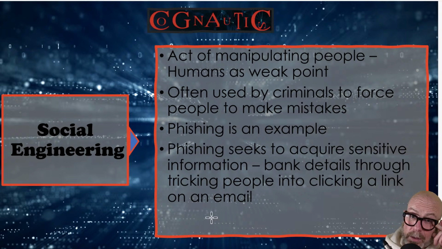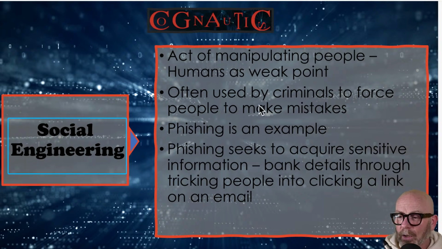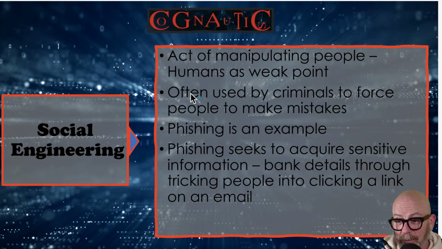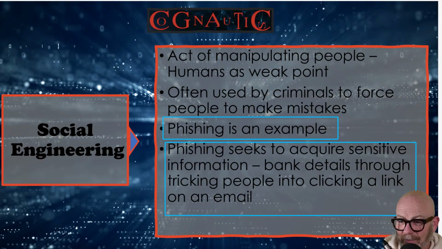Then we come to human beings as the weak point, okay? And this is entirely social engineering. So with social engineering, the idea here is that in any system, the weakest point are humans, because you can fool them, you can con them, you can trick them into giving away information, okay? So this is about trying to get people to make mistakes. Now, phishing is the example that you need to know for the exam. And phishing seeks to acquire sensitive information, data, etc. through tricking people into clicking a link in an email.